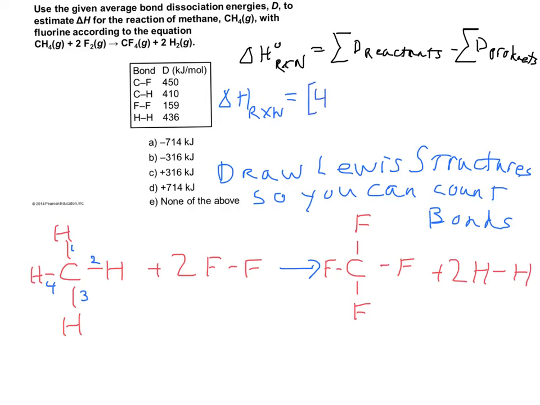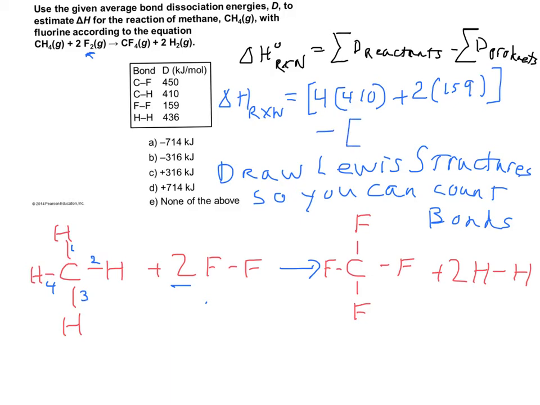So I have 4 carbon-hydrogen bonds I have to break. And I have 2 fluorine-fluorine bonds I have to break, right? I have 2 molecules of fluorine, and they each have 1 bond. So I have 2 fluorine-fluorine bonds at 159. Minus the sum of the dissociation energy of our products.